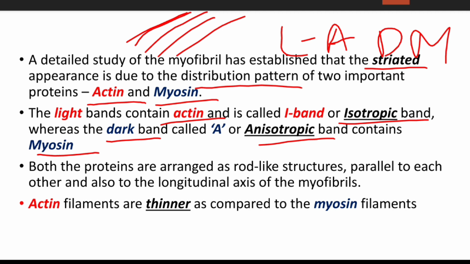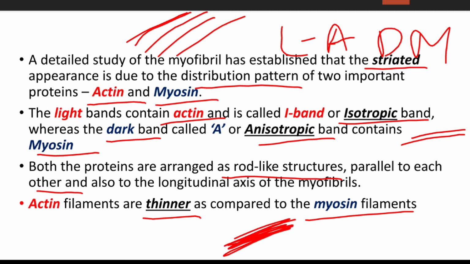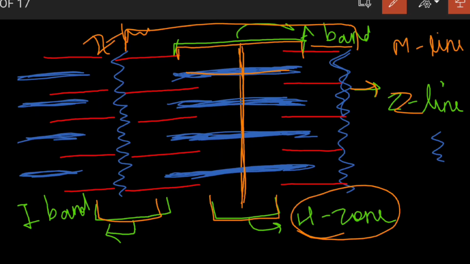Both the proteins are arranged in a rod-like structure parallel to each other and to the longitudinal axis of the myofibril. The actin filament is thinner compared to the myosin filament. So myosin is a thick filament and actin is a thin filament. The center line is called the M line, which holds the thick filament. The Z line is a zigzag line which holds the thin filament.